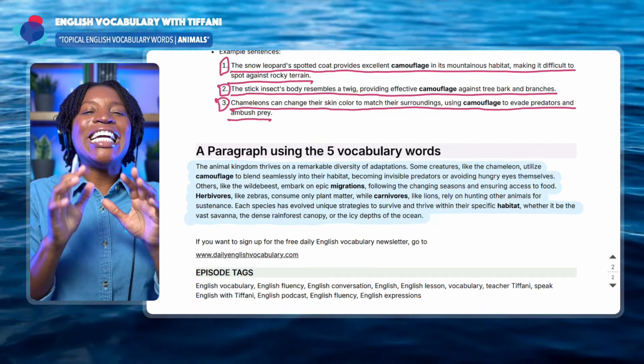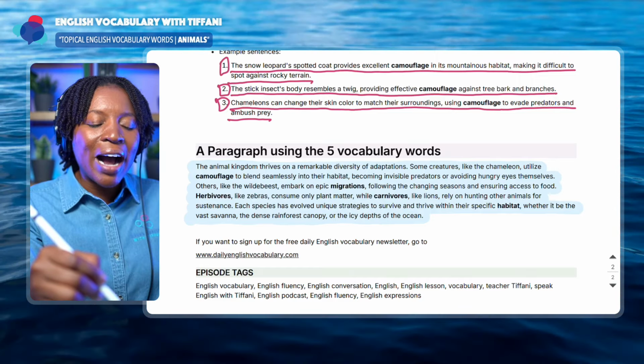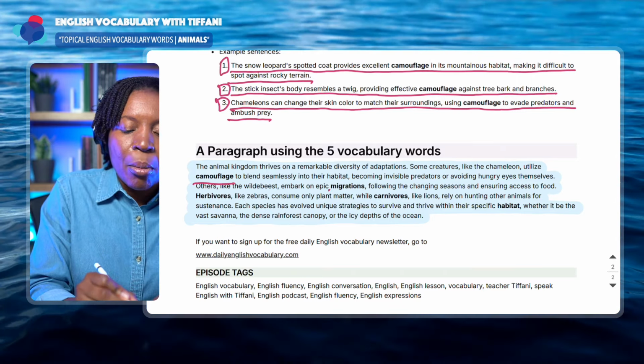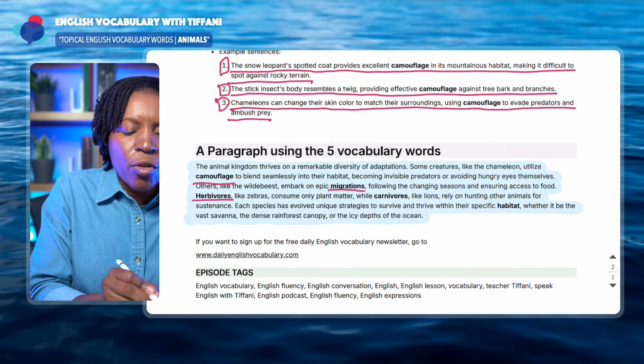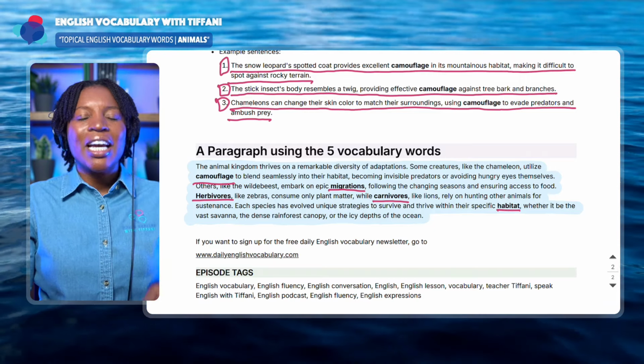You heard each of the words that you learned today. We learned 5 new words. You heard camouflage being used, migrations, herbivores, carnivores, and habitat. Each of the words that you learned today were heard in that one paragraph all about animals.